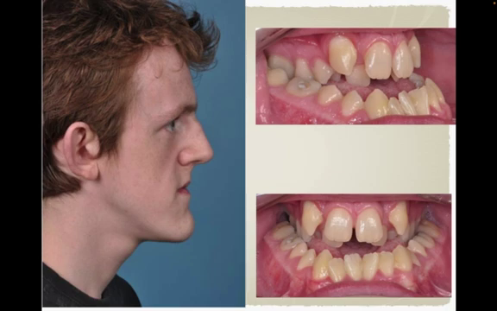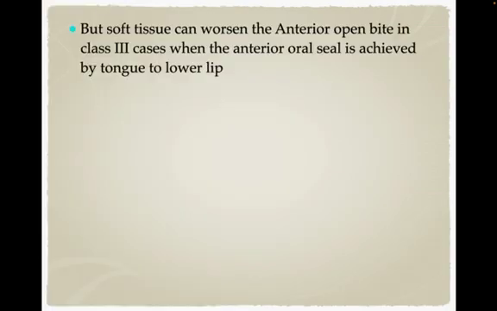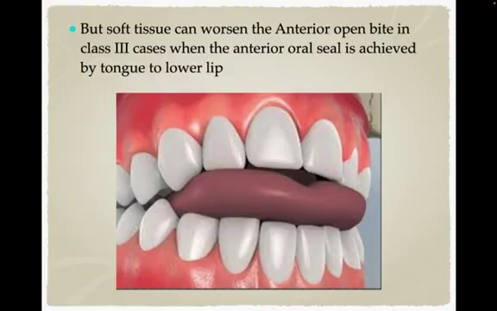So here, the soft tissue in a class 3 malocclusion is trying to mask the severity of the malocclusion. They are working with us. They are helping to camouflage the class 3 skeletal relationship. The only exception is the patient with a tongue thrust, in which they achieve the anterior oral seal by protruding the tongue to touch the lower lip and resting between the upper and lower incisors, which will cause proclination of the lower incisors and anterior open bite.